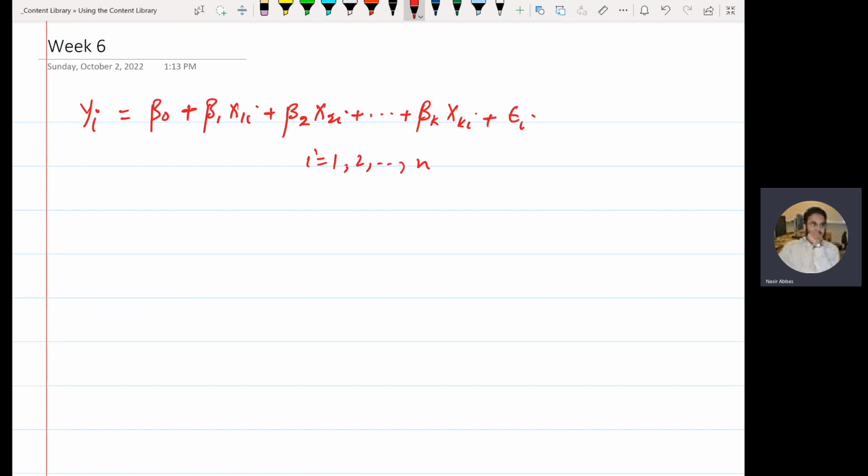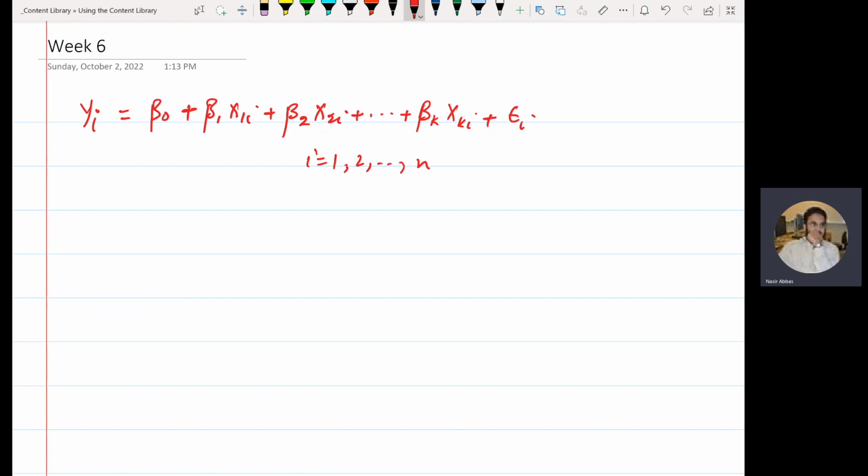How many parameters are there in this equation? Not n plus 1, k plus 1. There are k plus 1 parameters, k slopes and 1 intercept, right? Principally, what should you do?